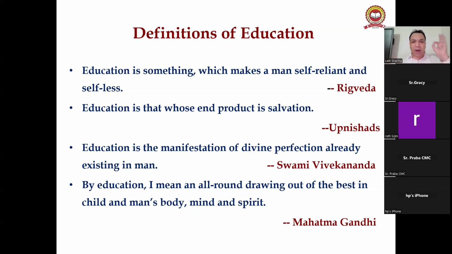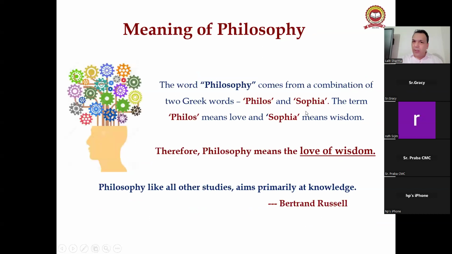You should never forget these definitions. You have already done the same in B.Ed also. So education, we have done it, right? The meaning of education, the literal meaning of education, some of the definitions. Now we talk about philosophy. What is philosophy? Philosophy is basically derived from two words. See on the slide, the two words are philos and sophia. Philos means love and sophia means wisdom, right?